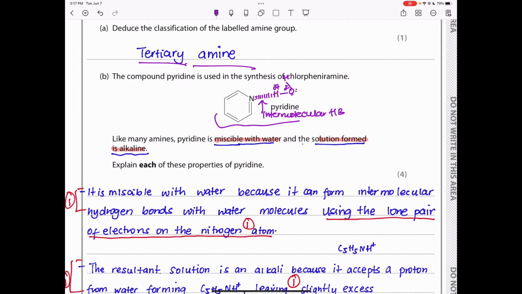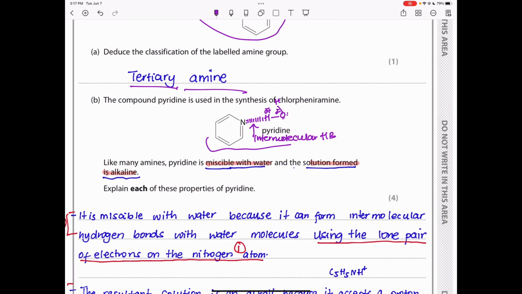The other part is about being alkaline. Now, of course, as this interaction happens, sometimes we're going to, of course, this is carbon.